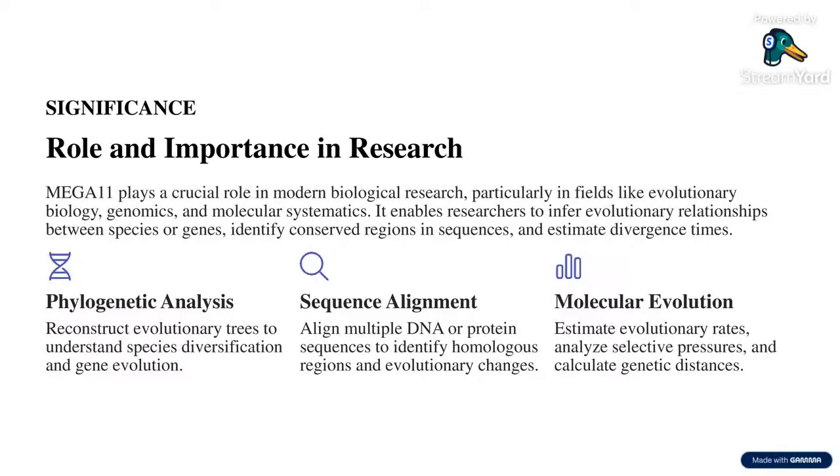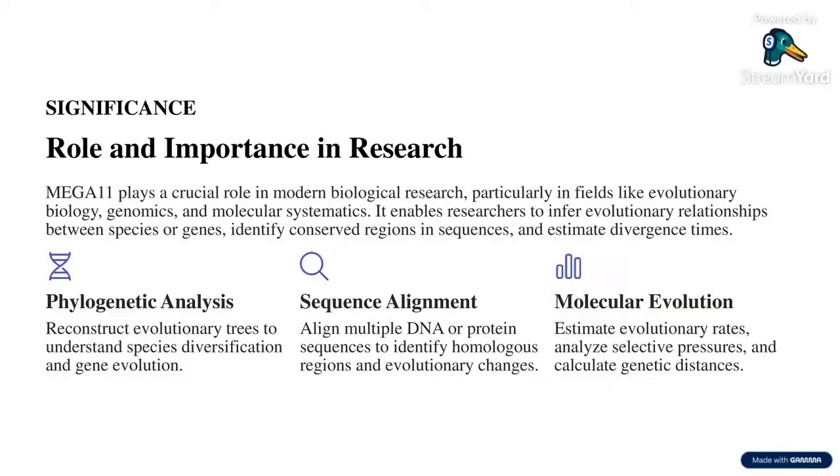In this slide, we will discuss the role and importance in research. MEGA 11 is deeply integrated into many biological disciplines. It supports three primary applications: phylogenetic analysis, sequence alignment, and molecular evolution. First, phylogenetic analysis helps us reconstruct evolutionary trees to understand gene duplication or functional divergence. Sequence alignment detects homologous or conserved regions, revealing critical domains in proteins or genes.